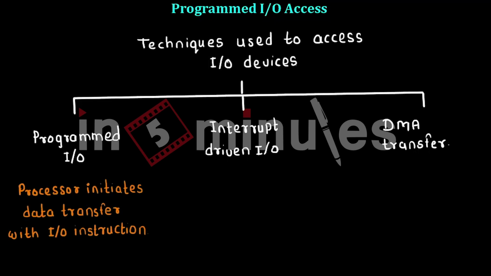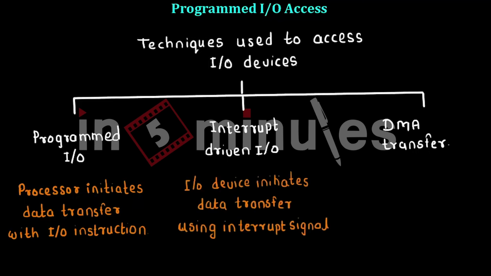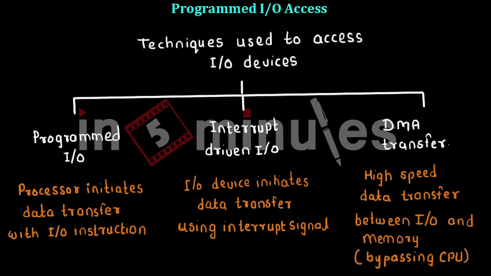In programmed I/O, the processor is going to initiate the data transfer with input-output based instruction. In interrupt-driven I/O, the input-output device initiates the data transfer using interrupt signal. And the DMA transfer is nothing but a high-speed data transfer between input-output devices and memory bypassing the CPU interventions.